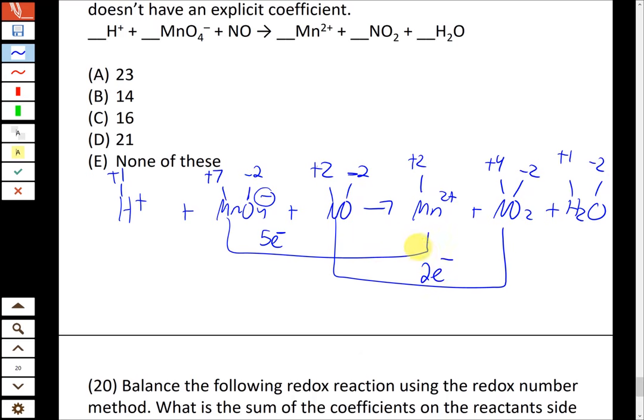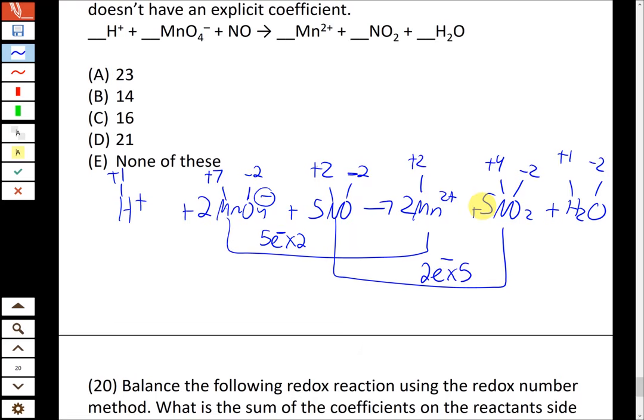So for 5 and 2, the smallest way to balance them is to multiply this by 2 to make it 10 electrons. Multiply that by 5 to also make it 10 electrons. So we need to multiply the coefficients by 2 for the ones that have manganese in them. So that's going to be a 2 and a 2. Then we need to multiply the coefficients by 5 for the ones that involve nitrogen. So we have a 5 there and a 5 there. So those are the coefficients that are now going to be set.